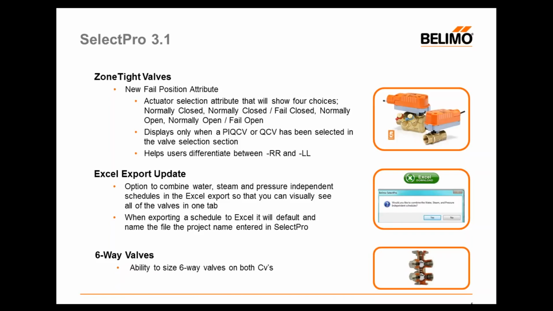And with our 6-way valves, because they have 2 different CVs, now we have the ability to size the 6-way on both of those CVs. So when you click on a 6-way valve, or if you click on the 6-way family at the top underneath application parameters, you will be able to see the 2 CVs come up, and then you can size based on both of the CVs.